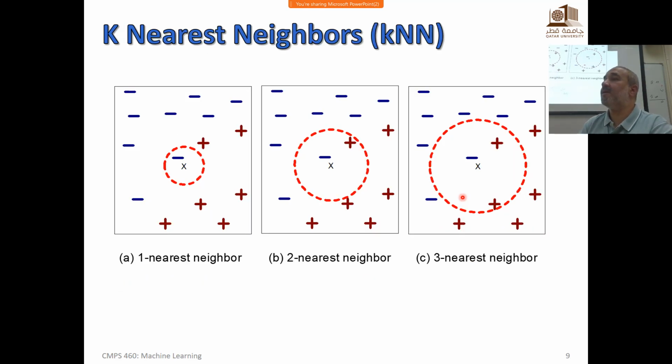Doctor? Yes. You mean the name of the model? Yes. It's k nearest neighbor. And k is a hyperparameter, like the depth of the tree. You can change it. You can select it, you can tune it. You should tune it.